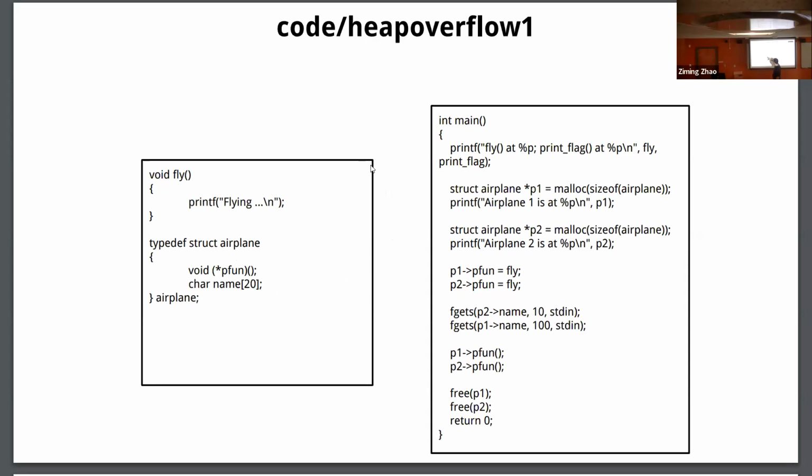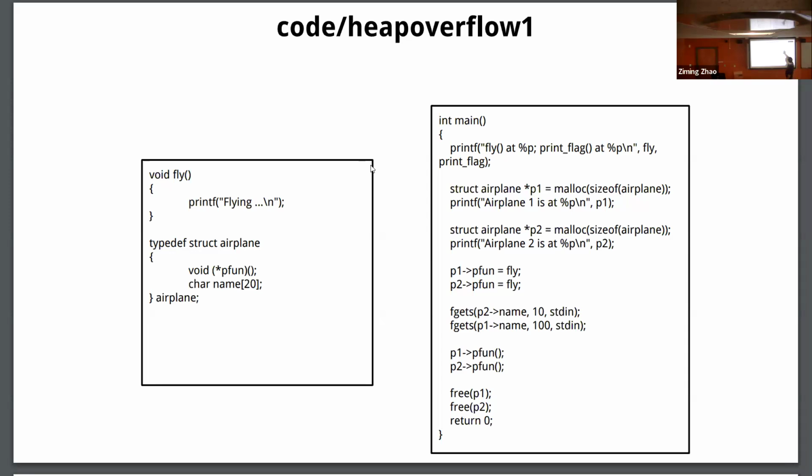So this is our first example. We have a data structure, airplane. Airplane has a function pointer. Then it has just an array of characters, 20 bytes. And there is a function called fly. At the beginning of this program, we print out where fly is and also where print flag is. So print flag is in the address space.